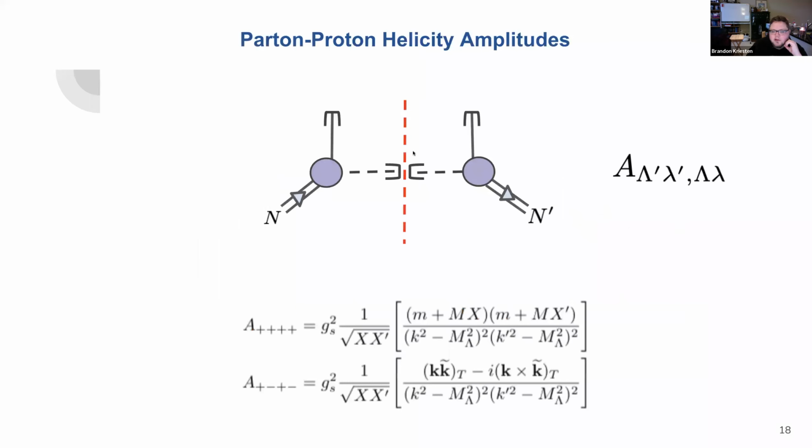And so you can see that we've split this into vertex functions. And so we can overlap these vertex functions to create what are called helicity amplitudes, which describe, for instance, the helicities of the initial and final state protons and quarks. And so with these certain contributions of longitudinal helicity, so plus, plus, plus, plus, you take the overlap of your calculation of vertex functions, you get something that looks like this.